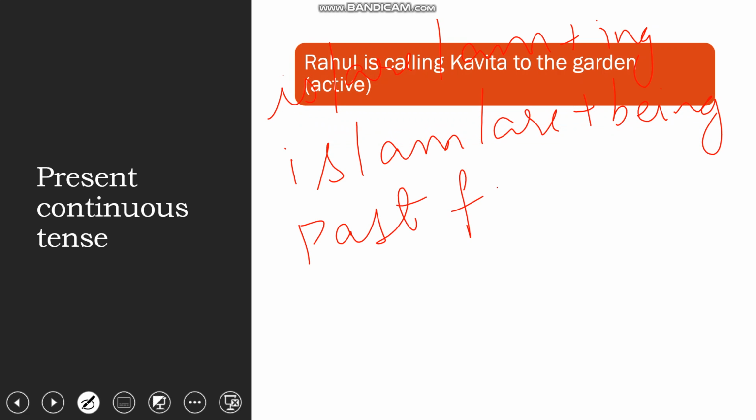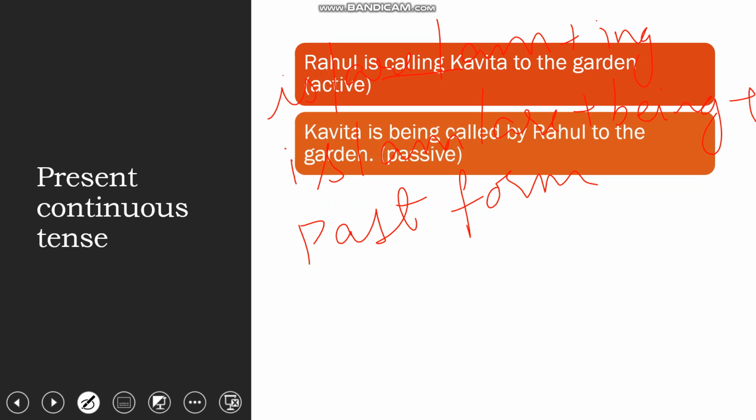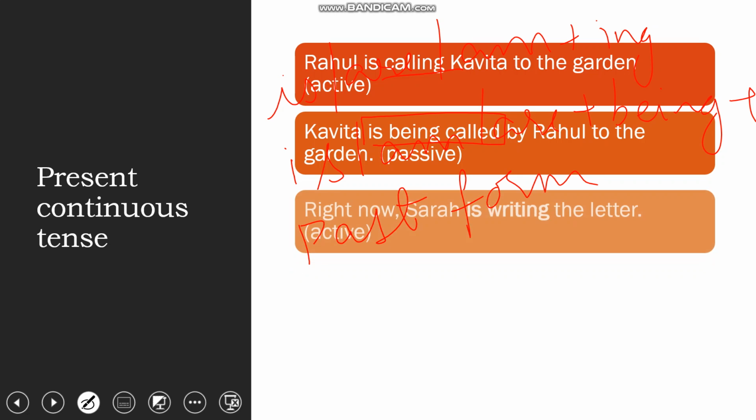Rahul is calling Kavita to the garden. This sentence is in active voice. Now let's change the sentence to passive voice. How will you change it? Is calling will be changed to is being called. Let's see how. Kavita is being called by Rahul to the garden. Clear? Let's see one more example.